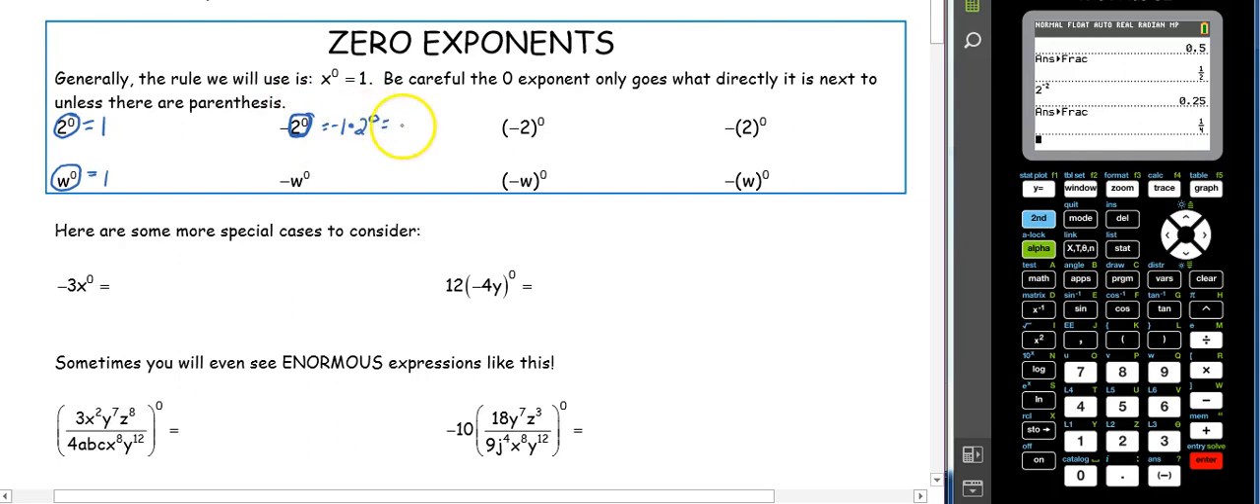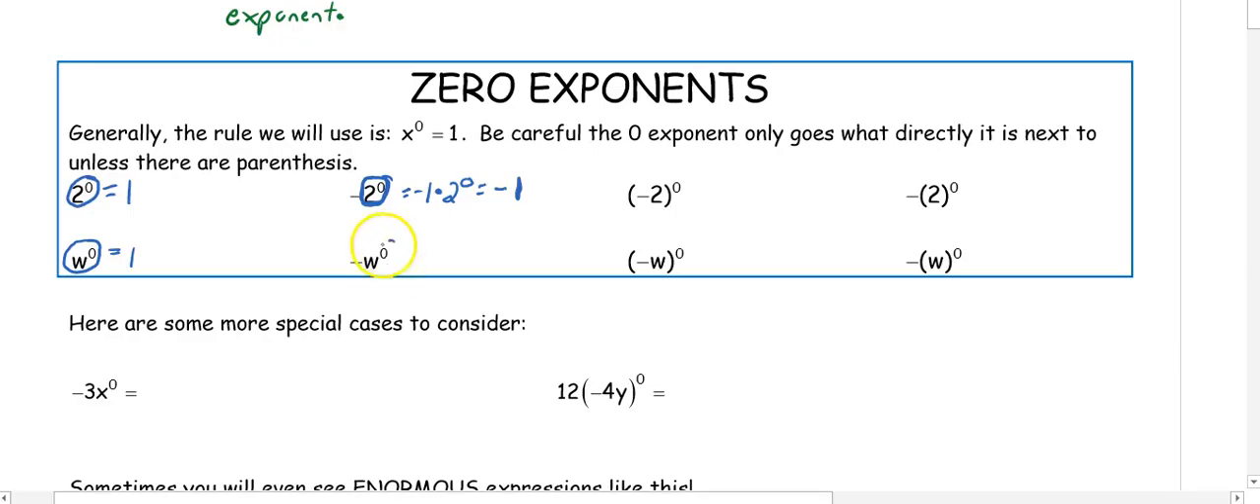Well, 2 to the 0 power is 1. So this is going to be equal to negative 1 because it's going to multiply with that negative sign that's there. When we have negative w to the 0 power, again, that 0 power is only going with the w. So this is going to be equal to negative 1. In the next one, we have parentheses negative 2 to the 0 exponent. This time, the 0 exponent goes to everything because of the parentheses. So this is going to be equal to 1.